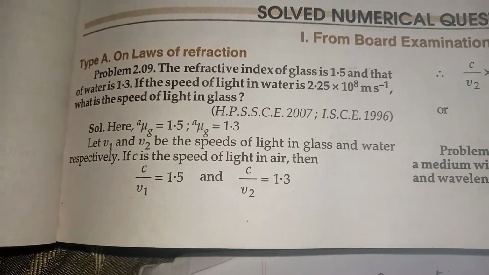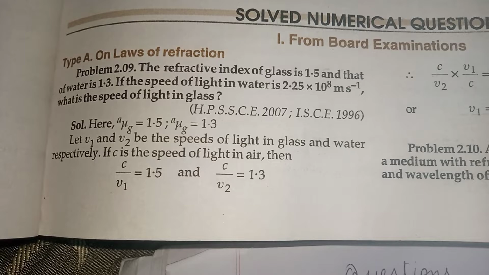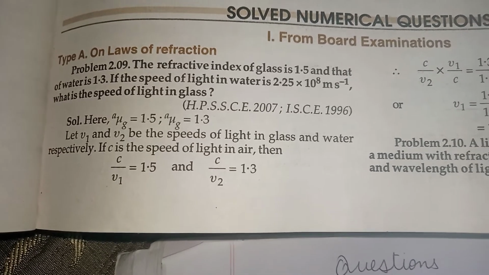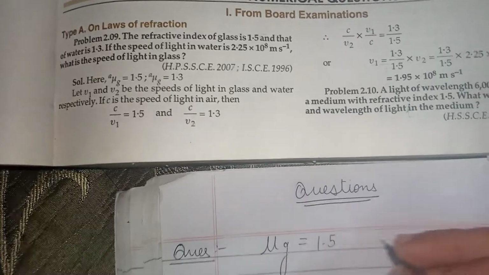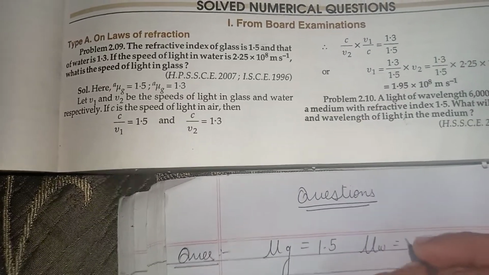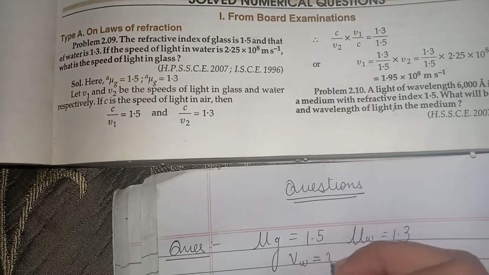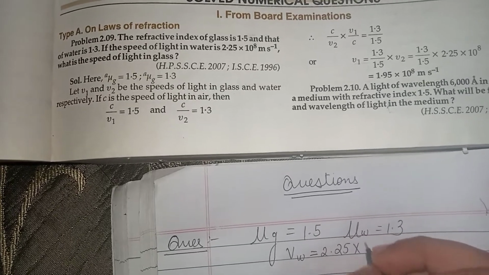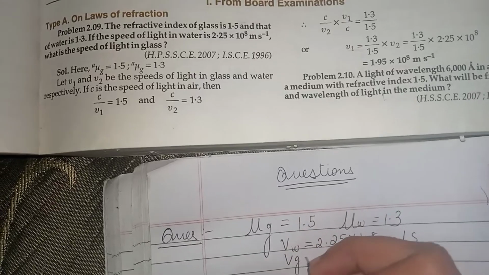Let's practice some questions based on the refraction and laws of refraction we studied in the last video. The question is, the refractive index of glass is 1.5, mu of G is 1.5, mu of water is 1.3, speed of light in water is 2.25 into 10 raised to power 8 meter per second. We need to find V of G.